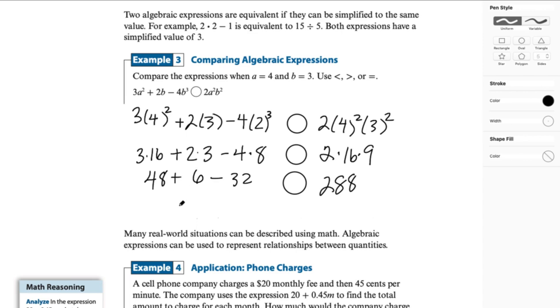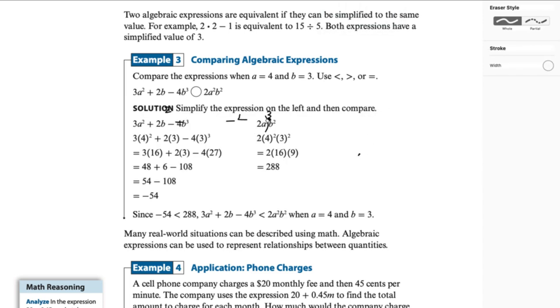If I did it wrong, don't be mad at me. And then clearly we can see that this side is going to be smaller than this side. Let's go ahead and finish the process. 48 and 6 is going to give us 54, I believe. And then we take 54 and subtract 32, we're going to end up with 22. So 22 is clearly less than 288, and therefore we're going to use the symbol is less than to answer that question.